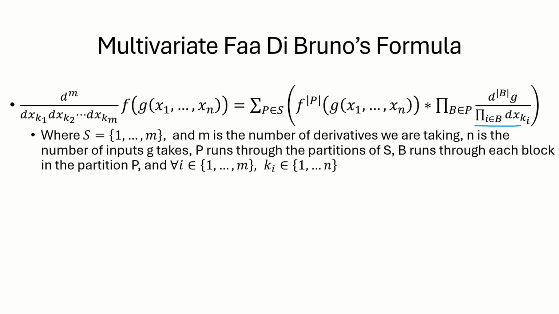The product operator that appears in the derivative is purely symbolic and has no mathematical meaning. It's just a shorthand for what elements of the set 1 through m are members of block B. Or in other words, it tells us what dx's appear in this derivative of g, and the superscript, which indicates the order of the derivative, is the number of elements in block B. This is all pretty abstract, so let's do an example.